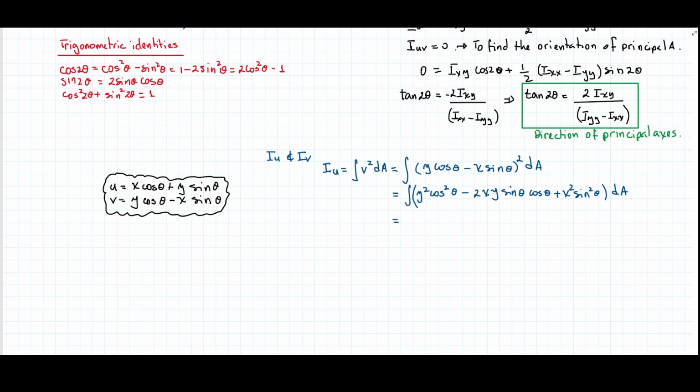For example, in the first one, I can take this cosine squared of theta out, because that doesn't do anything in the integral. Now you start seeing some familiar terms appearing. Now in the second one, I can write 2 sine theta cosine theta times the integral of x y, another familiar term, plus sine squared of theta times the integral of x squared, another familiar term.